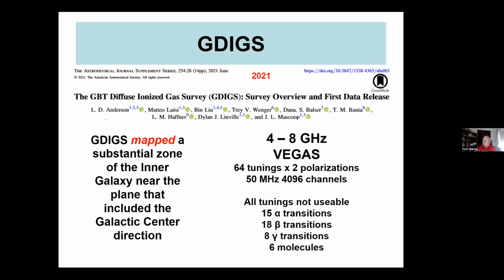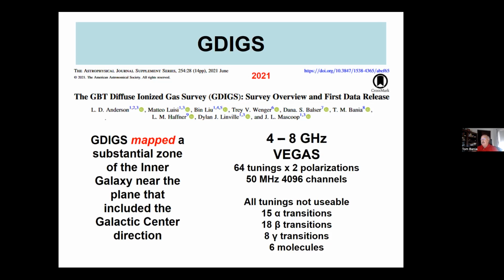If Trey is on, he could correct me later. But I mean, 4 to 8 gigahertz. This is still the old X-band receiver, by the way. It's being replaced. 64 tunings, 2 polarizations, 50 megahertz, 4096 channels. Not all the tunings are usable. Sometimes there's weird structure in the IF. Sometimes the system temperatures at the extreme frequencies at each end are bad. In the end, simultaneously, we could get 15 alpha transitions, 18 beta transitions, 8 gamma transitions, and 6 molecules. Just a torrent of data.